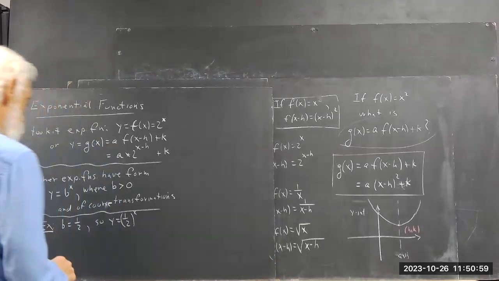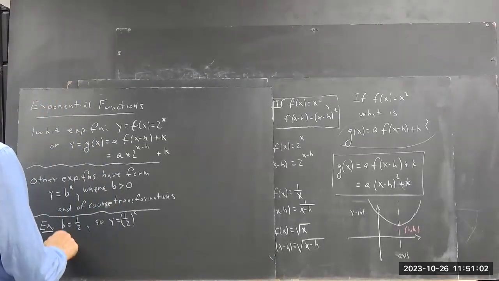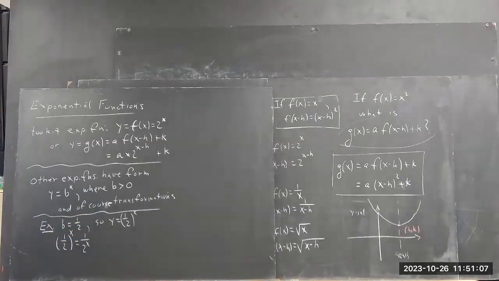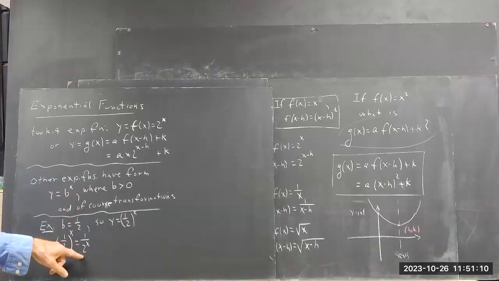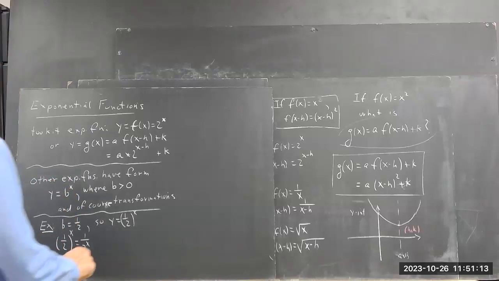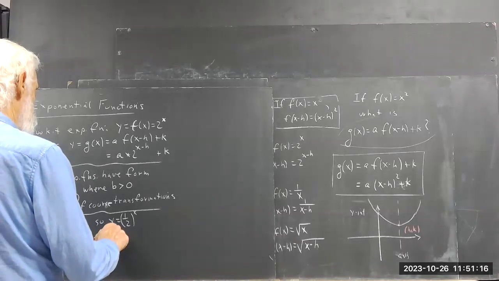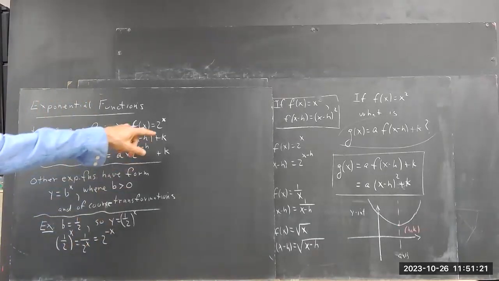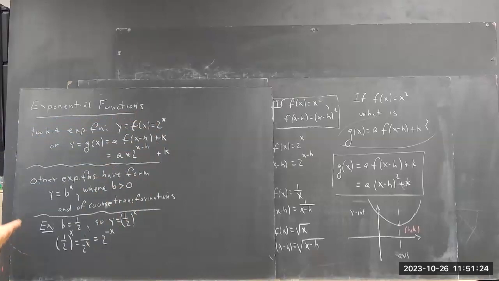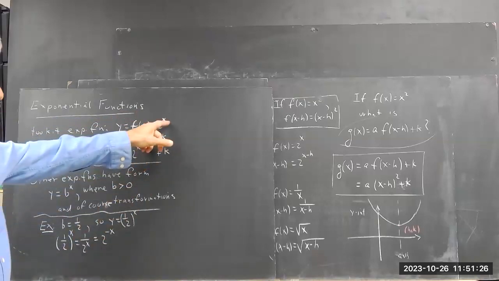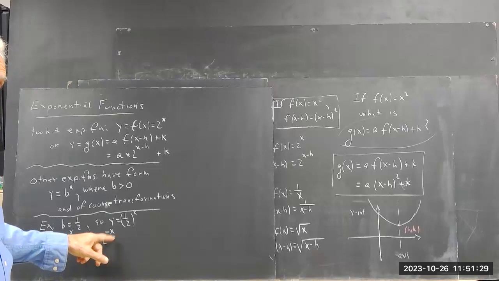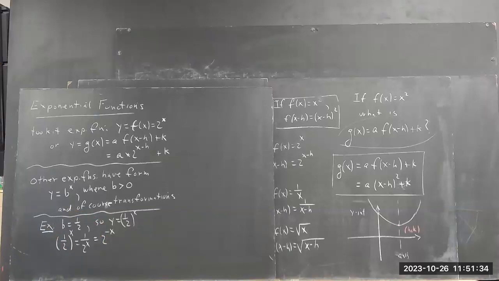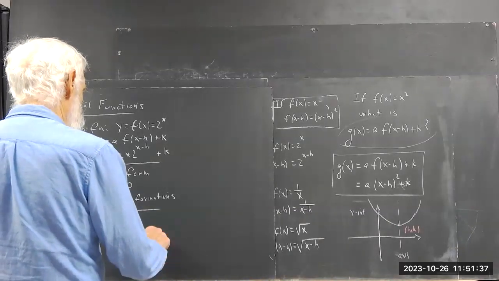Now 1/2 to the x, by your laws of exponents, is 1 to the x, which is just 1 divided by 2 to the x, which is 2 to the negative x. This is closely related to the 2 to the x function. How is it related? Instead of x, you've got negative x. What happens if you replace x by negative x? That's a transformation.